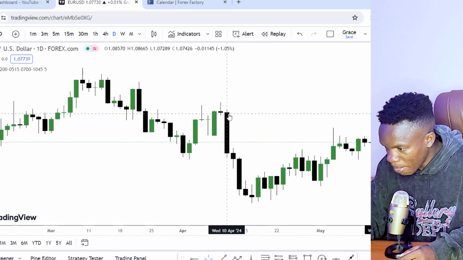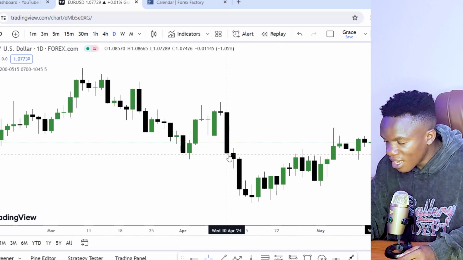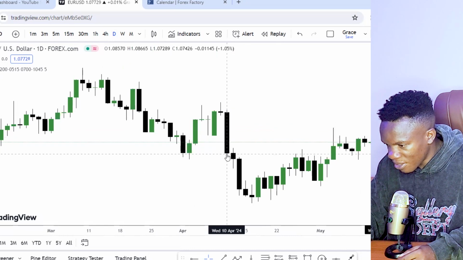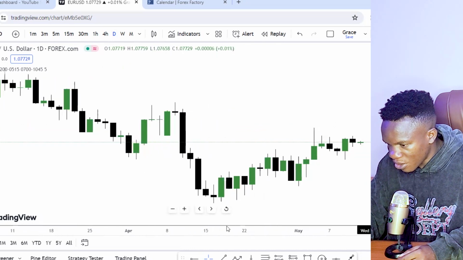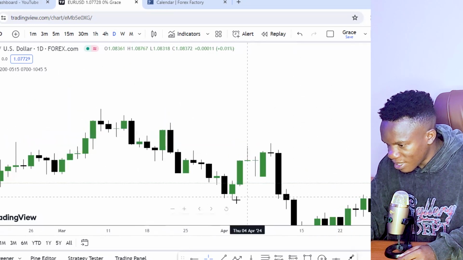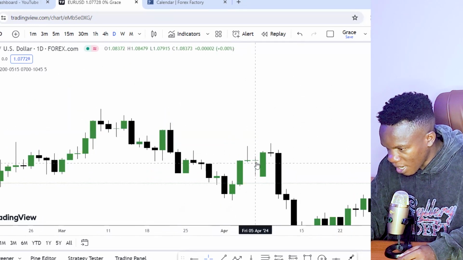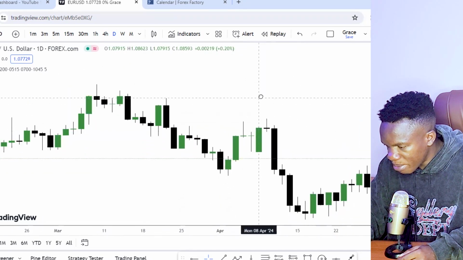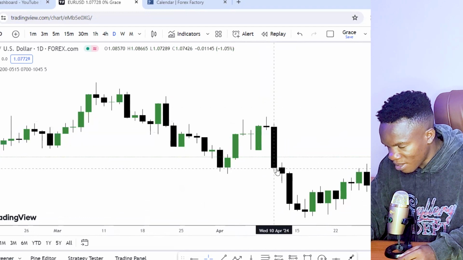This is April 10. Now, what did you see here? Price dropped down to the downside. Now, before price dropped to the downside, what did we have in price action initially? We had this consolidation move to the upside. Then they waited for CPI day to drop this market to the downside.